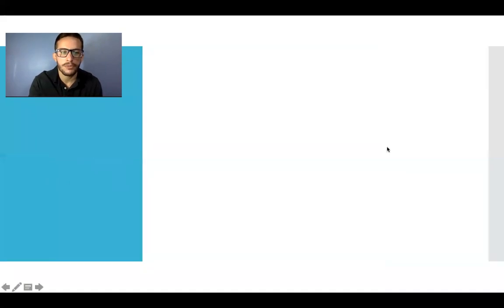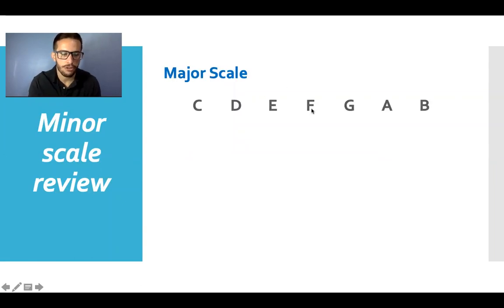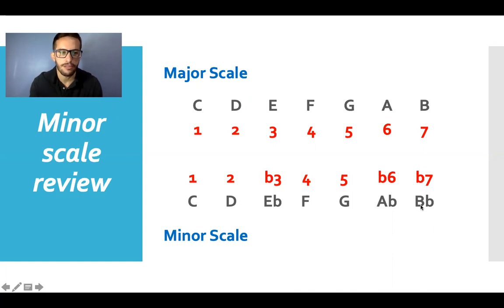Okay, first of all, let me just do a minor scale review. So we have here the major scale, the normal major scale for C major scale. And you know that the formula for that is simply 1, 2, 3, 4, 5, 6, and 7, okay? But if we put the formula of the minor scale, 1, 2, flat 3, 4, 5, flat 6, and flat 7, you will get that now the C minor scale will be this: C, D, E flat, F, G, A flat, and B flat, okay? Very similar. Just follow the formula and you will get the minor scale.